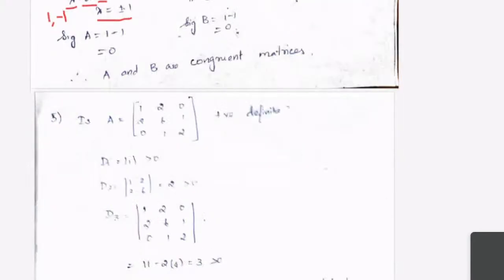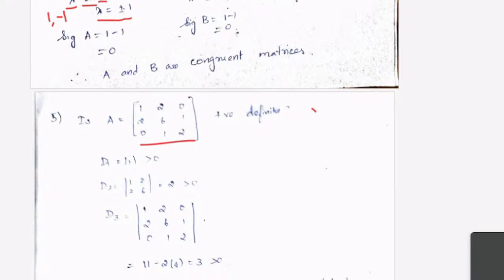Next, we have to find whether this matrix A is positive definite or not. In order to say a matrix is positive definite, we have to find the eigenvalues lambda 1, lambda 2 and lambda 3, since this is a 3 by 3 matrix. If all the eigenvalues are positive, we can say it is a positive definite matrix. In other terms, if all the principal minors of the matrix A are greater than 0, then the matrix is positive definite.